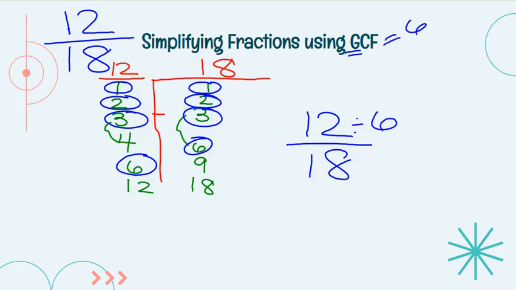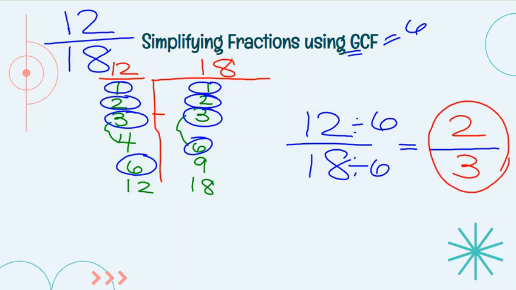So I need to do the same to the top that I do to the bottom to create a simplified equivalent fraction. 12 divided by 6 is 2, 18 divided by 6 is 3, and I now know that the equivalent fraction for 12/18, my simplified version, is 2/3. Congratulations on using the GCF of 12 and 18 to simplify it to 2/3.